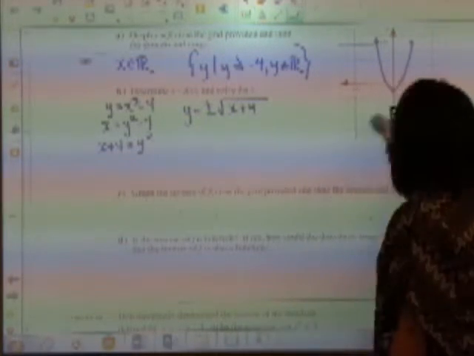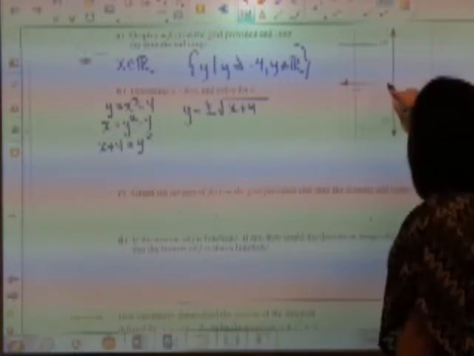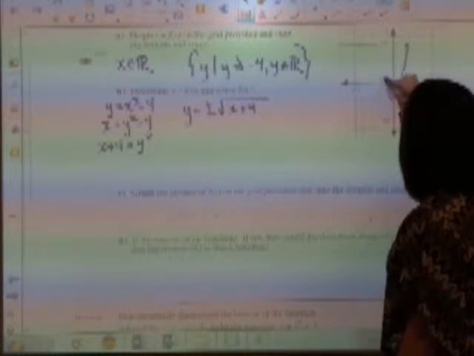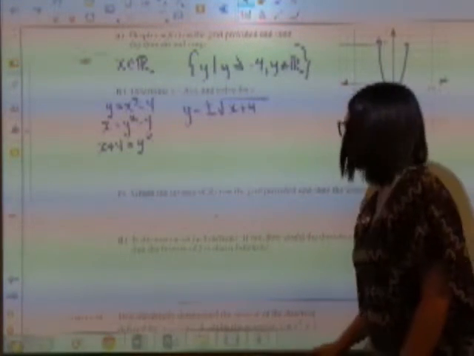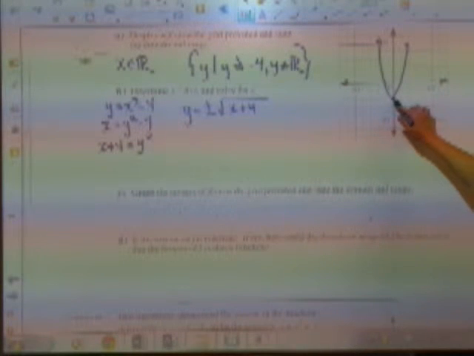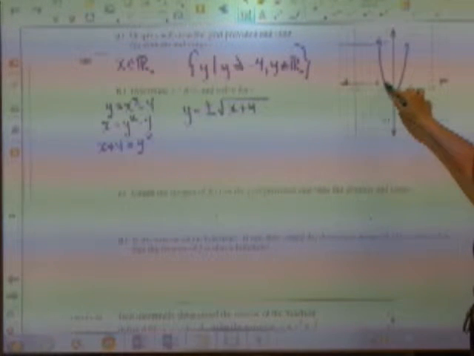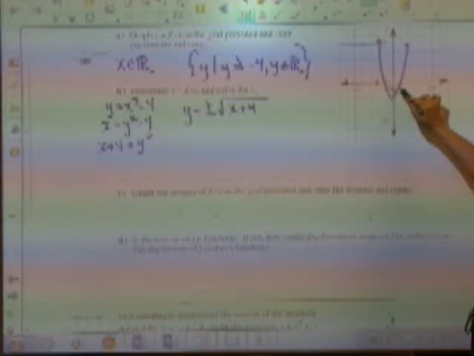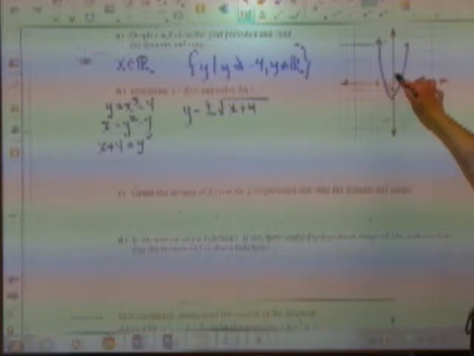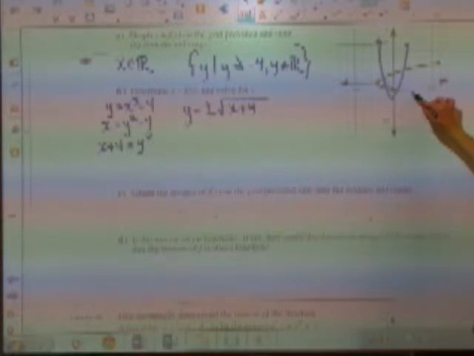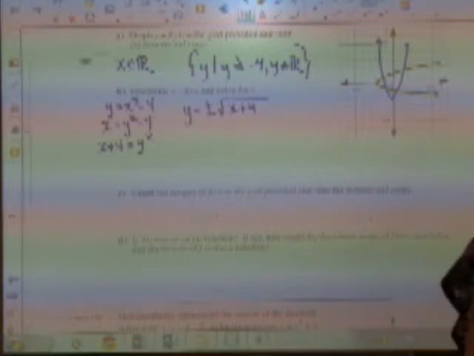Oh, still have it drawn wrong. 2, 2, 4. There we go. Okay. Because this is -4 and 0, right? Or 0 and -4 would become -4 and 0. -2 and 0 becomes 0 and -2. 2 and 0 becomes 0 and 2. So there's my inverse. That's better.